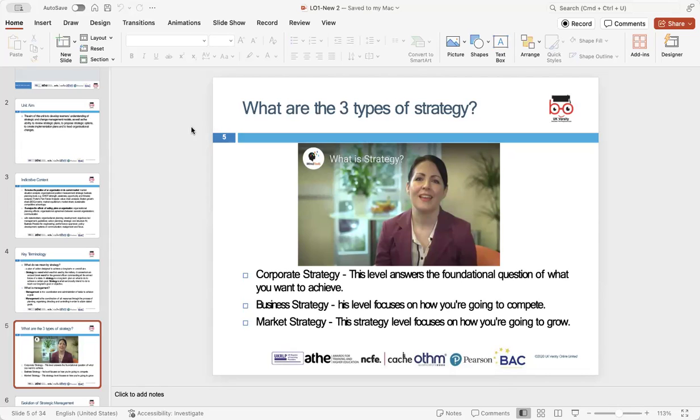Market strategy focuses on how an organization plans to grow within its market. This includes strategies for expanding market share, entering new markets, and increasing the organization's presence. So market strategy often involves identifying growth opportunities and developing plans to capitalize on them.